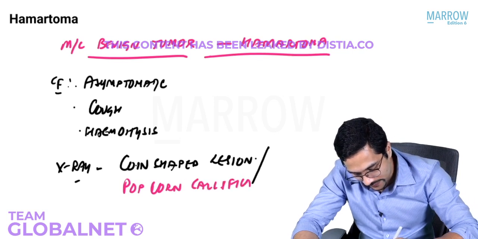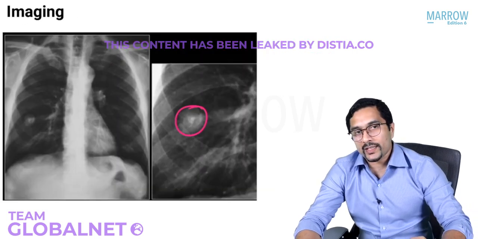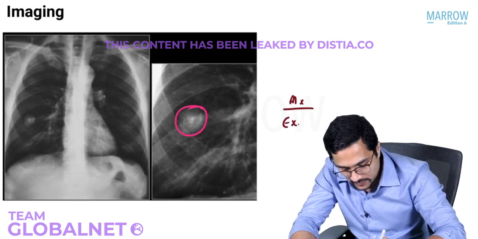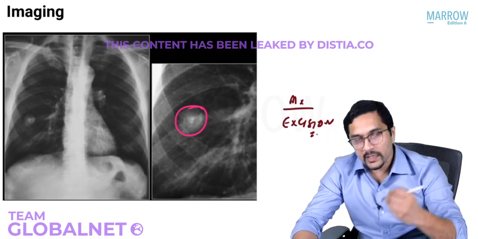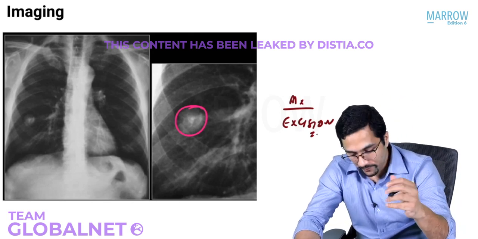And you can see on this X-ray, let me just show you the X-ray as well. You can see a coin-shaped lesion, and the management of these hamartomas is excision. And this excision can be done via the minimally invasive route. We can use VATS to carry out excision of this hamartoma.